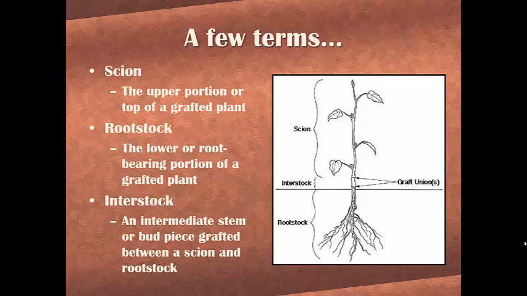Now, all grafted plants have a scion or a rootstock, but not all of them have that third term, interstock. An interstock is an intermediate stem or bud piece grafted between a scion and a rootstock. So sometimes you just have a scion and a rootstock. Sometimes you will have a scion, interstock, and rootstock. If you use an interstock, that type of grafting is called double working.